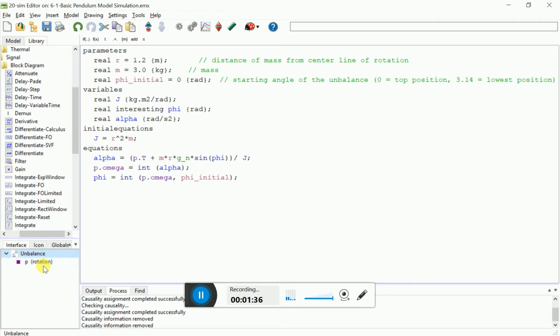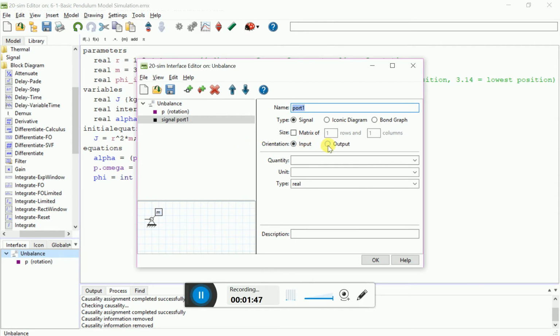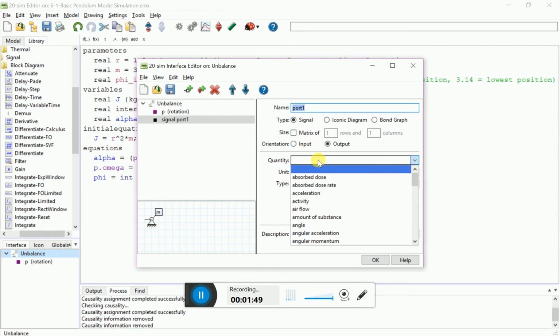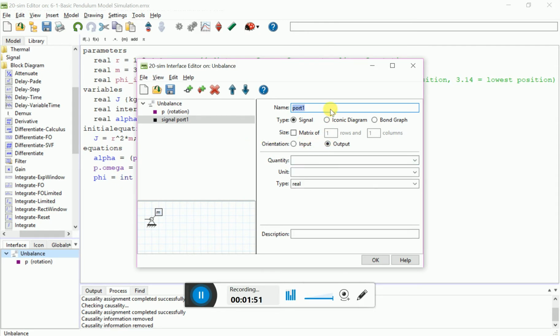I also need to see the angle of the mass at its output. So I add a port. Right click over here, say add port. Click on output and you can name that port mass angle. So select this as an output, type real, say OK.